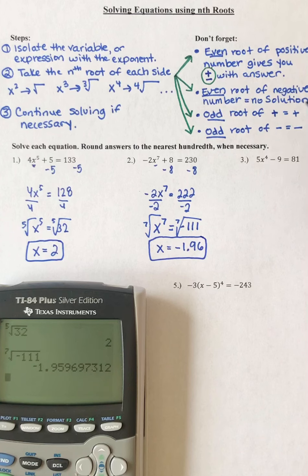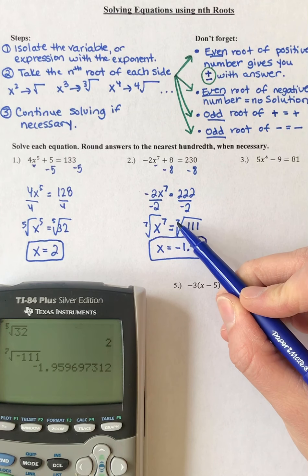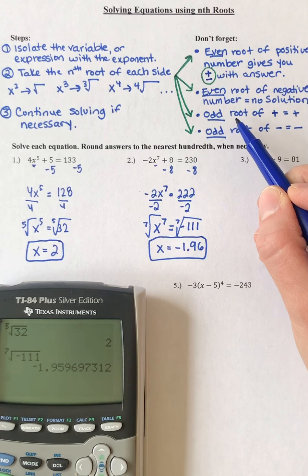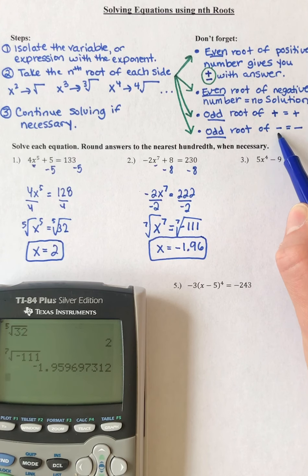Okay. And again, if you use our rules from up here, we were taking an odd root of a negative number, and you can see it came out as a negative number. So, right here, odd root of negative number comes out as a negative number.